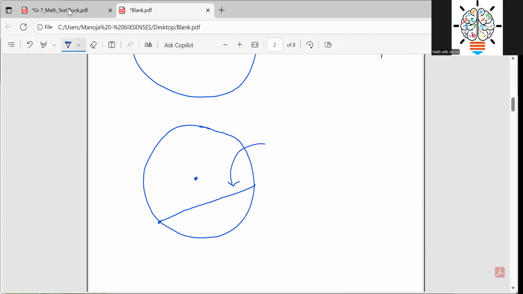If that is the case, we name this as the chord. A chord also splits the circle into 2 parts, but here it doesn't split it into 2 equal portions. So this is the bigger portion, the major portion, so we call this the major segment. And this part we call the minor segment.